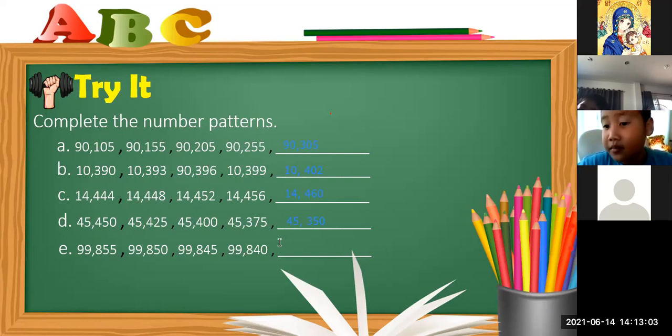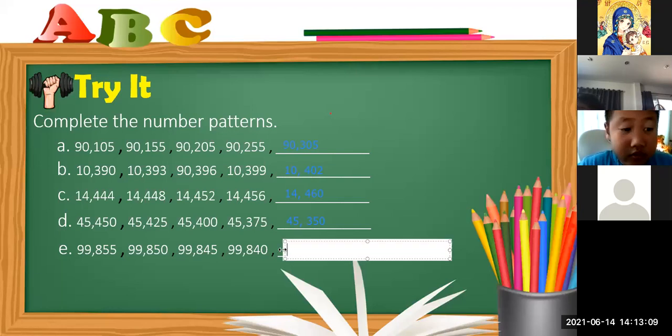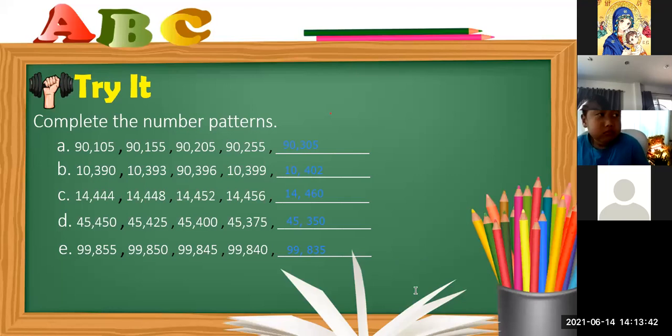Thank you. Now next, how about here? What do you think is the answer, Sky? Sky, what do you think is the answer? In letter D, minus 25. In letter E, is it plus or minus? It is minus because it is decreasing. Now, the answer here is 99,835. Okay, 99,835.